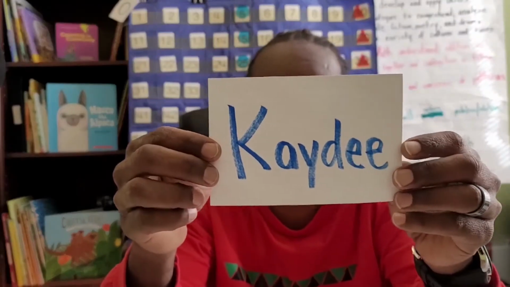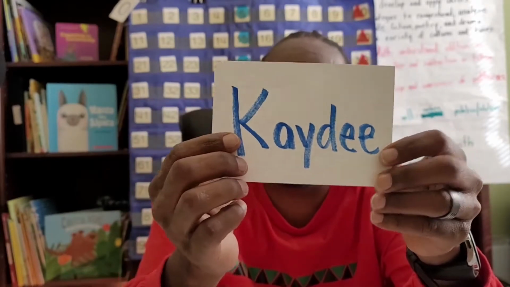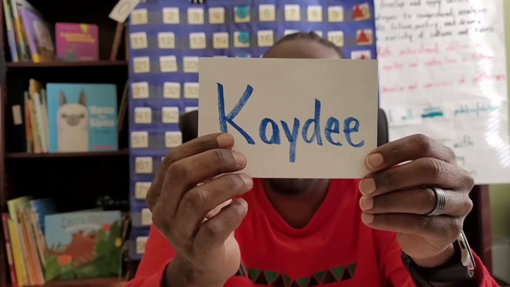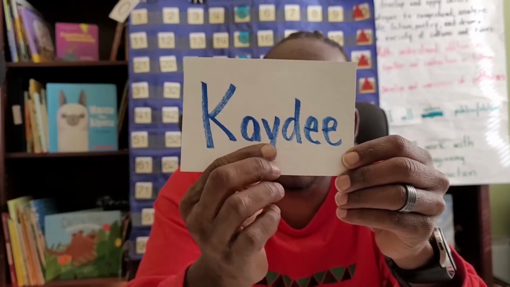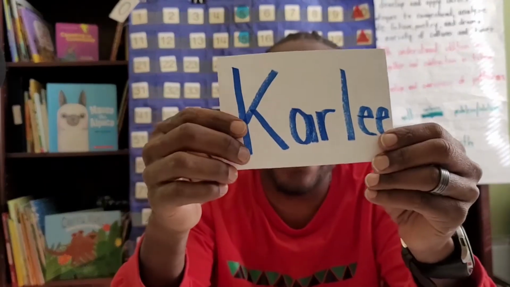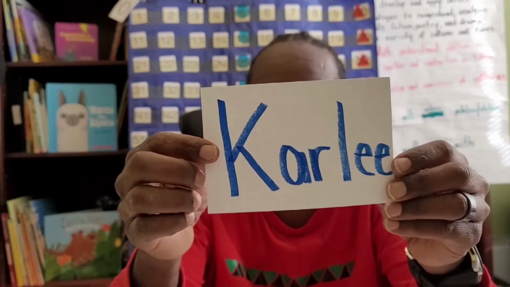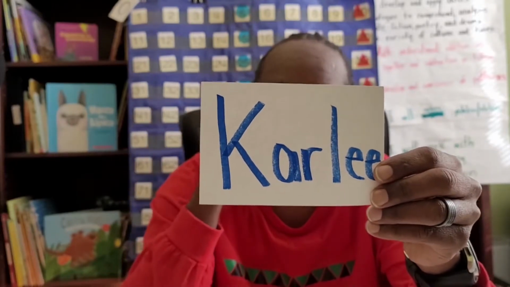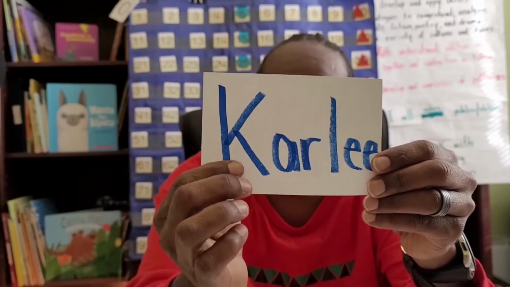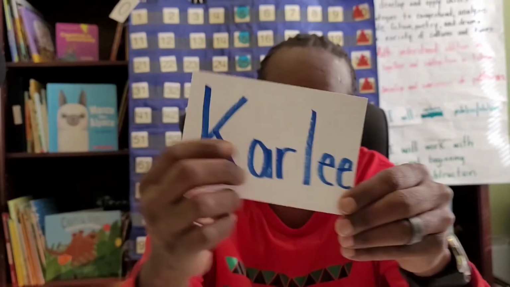Whose name was this? Katie. Let's count the letters in Katie's name. 1, 2, 3, 4, 5, 6. And whose name is this? Carly. Carly P. Let's count the letters in Carly's name. 1, 2, 3, 4, 5, 6.